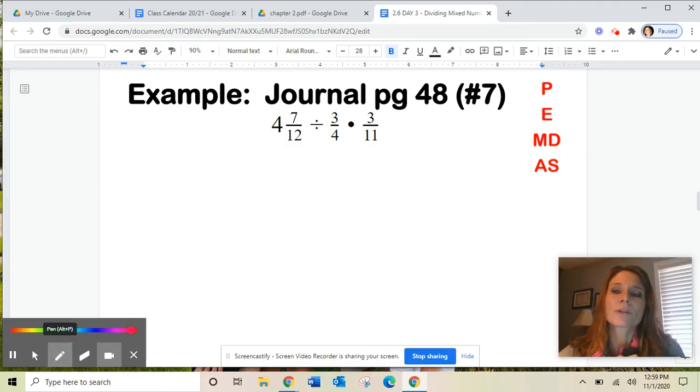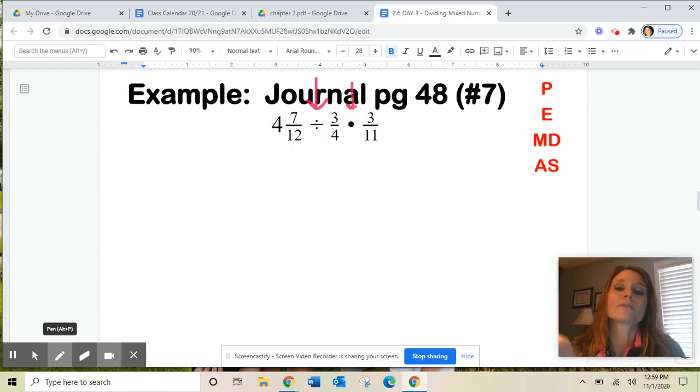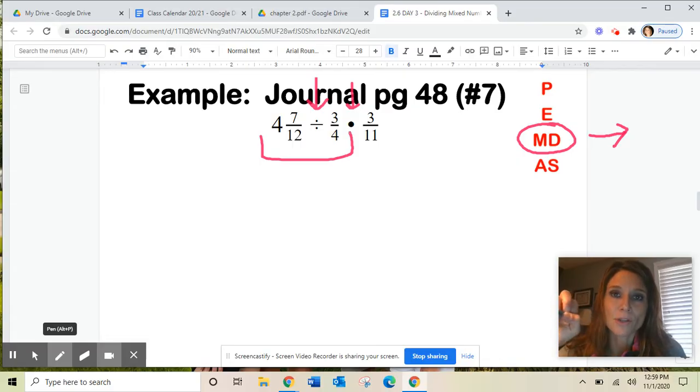So the first thing that I'm going to do is look at my problem and figure out what kind of math operations I have. And I notice 2 things. I notice division and I notice multiplication. And since those are on the same level of order of operations, the rule is left to right. So the first problem that I'm going to solve is the one here on the left. For now, I'm going to ignore the times 3/11ths until later.